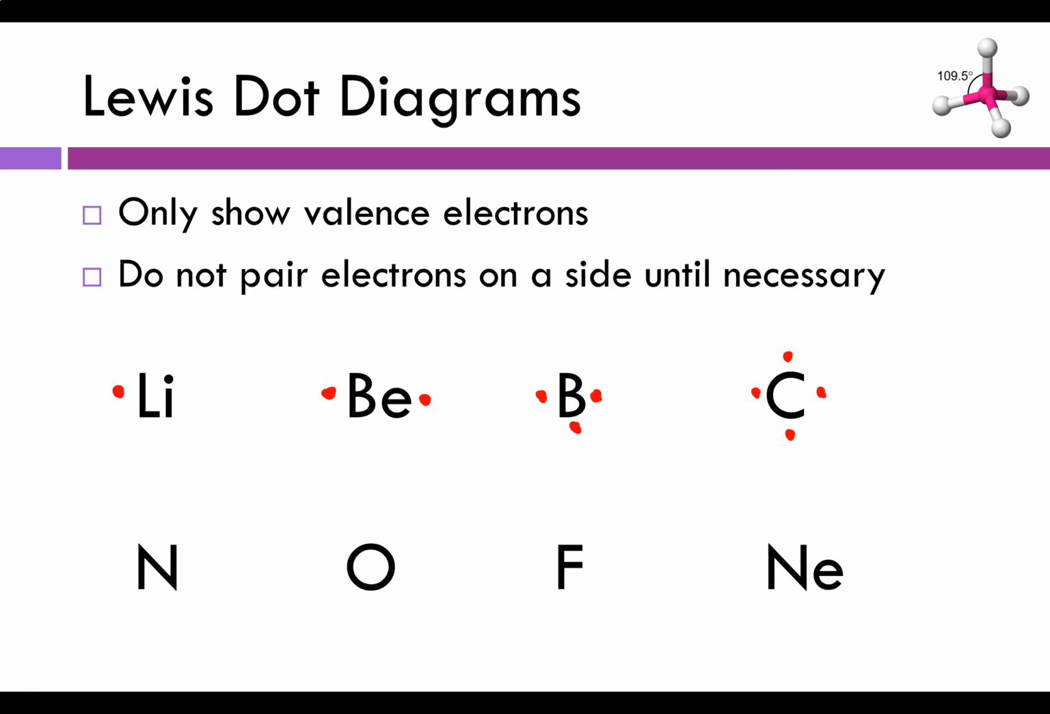Nitrogen has 5 valence electrons. Does it matter where you pair? No, I'm going to put the pair on the right side for no particular reason whatsoever. Nitrogen, you have to have one side with a pair of electrons, the 3 other sides, just 1 electron. Oxygen, I'll go top and left. As long as you've got 2 electron pairs and 2 single electrons, you're good.